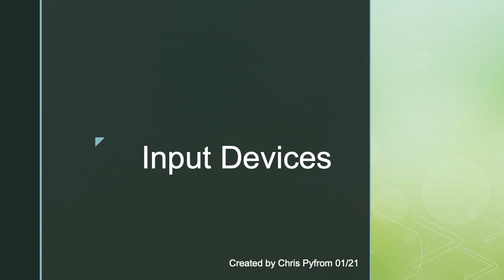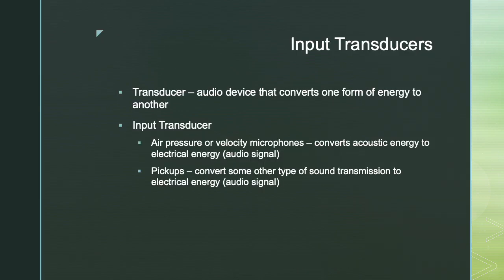In this video, we will be talking about inputs and input devices. To review, a transducer is an audio device that converts one form of energy to another. An input transducer can be an air pressure or velocity microphone, which converts acoustic energy to electrical energy, or the audio signal, or pickups, which convert some other type of sound transmission to electrical energy or an audio signal.